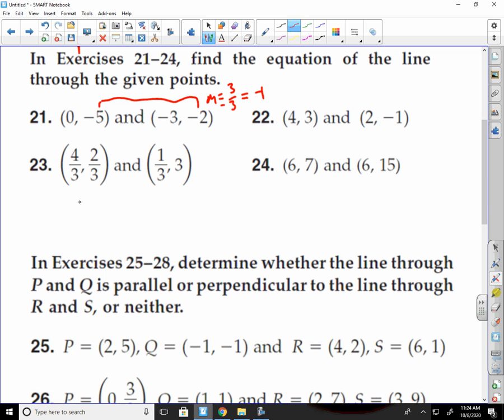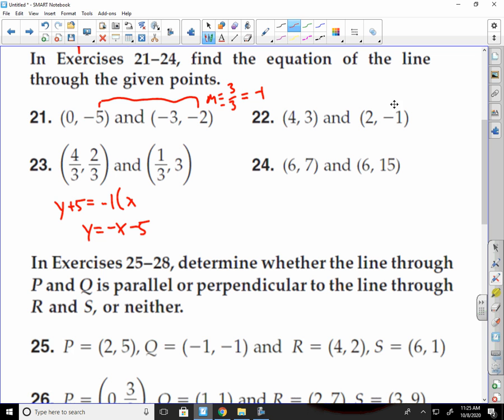Plug a point back in. Y minus negative 5, so that's y plus 5, equals negative 1 times x minus 0, so that's just negative 1x. Subtract the 5 over, y equals negative x minus 5.